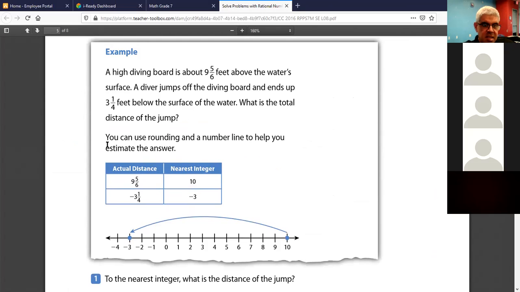Okay, so it says here, and correct me if I'm wrong, that we can use rounding and a number line to help you estimate the answer. So you see 9 and 5 over 6, that's close to 10. Negative 3 and 1/4 is closer to 3.25. This could be negative 3.25. That's closer to 3 than it is to 4. So that's why you see the negative 3 there.